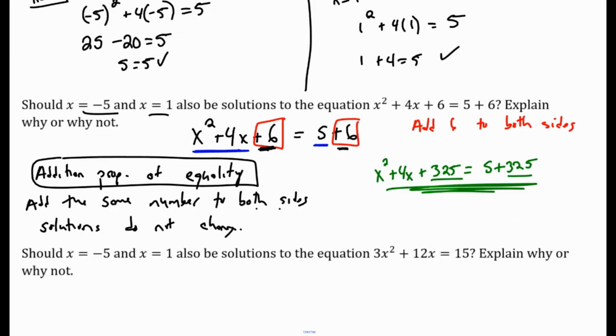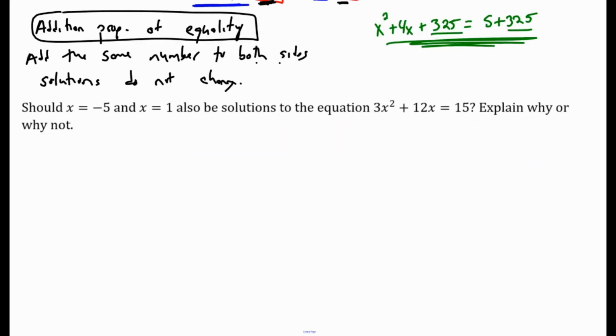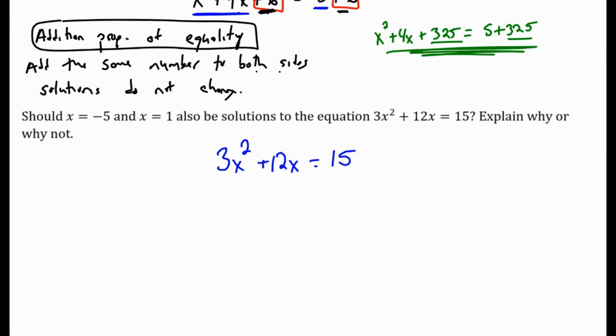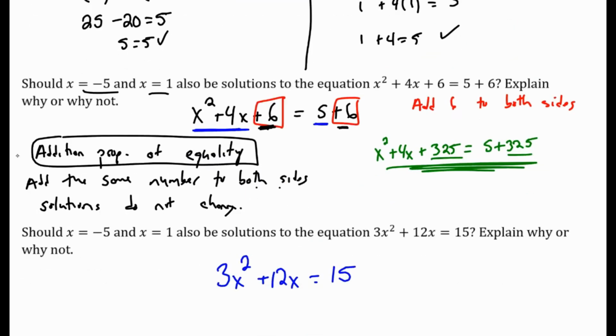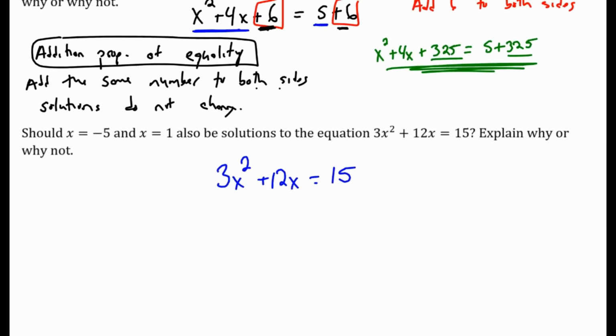One more question: should -5 and 1 be solutions to this equation? Well, let's look at this equation here. It's 3x squared plus 12x equals 15. Should -5 and 1 still be solutions to this equation? Well, let me just rewrite what we started with. We started with x squared plus 4x equals 5.